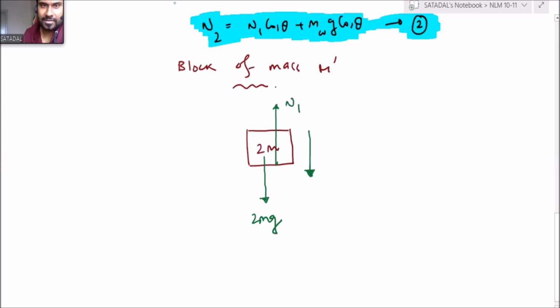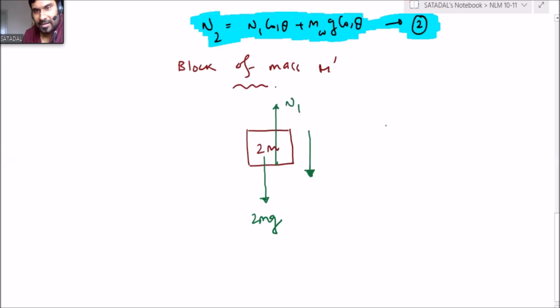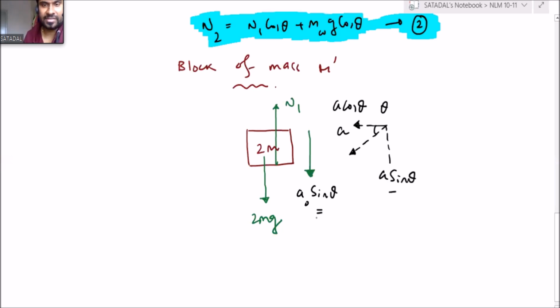Check it out. Think. See, the wedge was coming down with acceleration A. So this angle will become theta. How much will this acceleration be? A cos theta. And what is this? A sin theta. So the acceleration of the block in the downward direction is A naught sin theta.